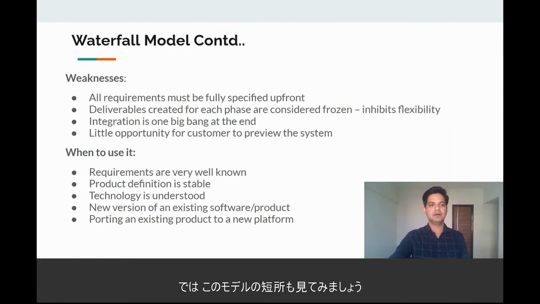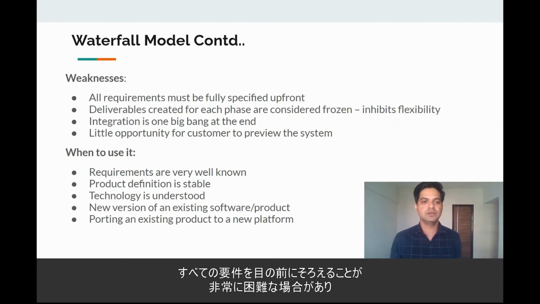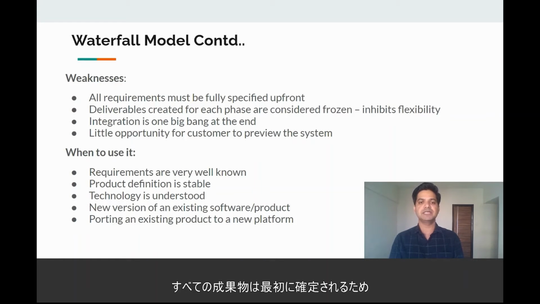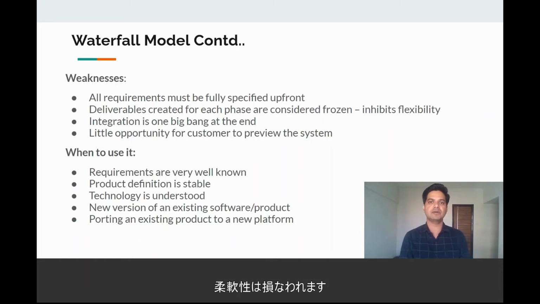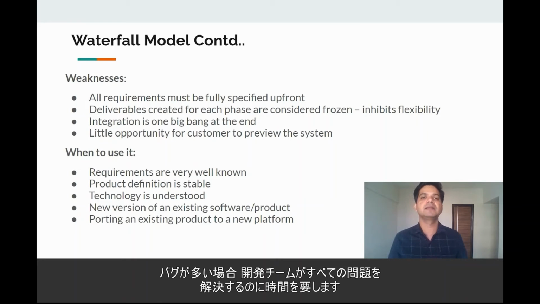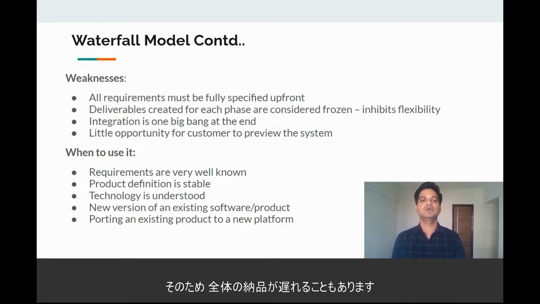Now moving to the weaknesses of the waterfall model. Sometimes it is very difficult to have all the requirements in front of us, but that's the main part of the waterfall model, so this is one weakness. Then all the deliverables are frozen initially, so it inhibits flexibility, where we cannot change the requirements in between. Integration is one big bang at the end, which is challenging. Sometimes during the integration phase there are so many bugs, and the development team takes a long time to fix all those issues, which might cause some delay in the overall delivery.